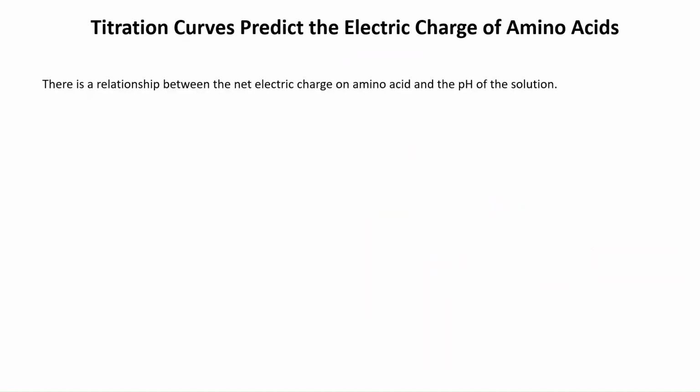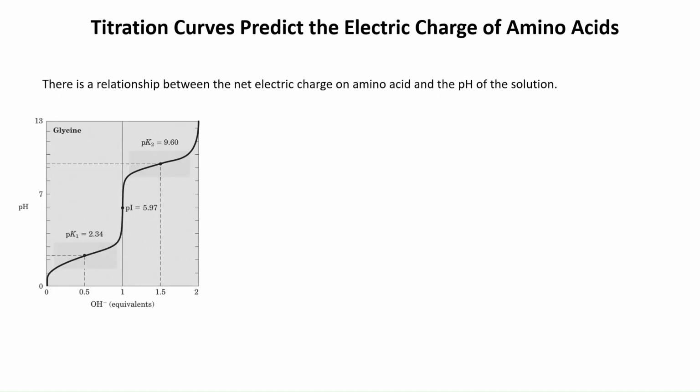Now the titration curve helps us to predict the electric charge of an amino acid. Now there is a relationship between the net electric charge on an amino acid and the pH of the solution. Now this is the graph of the glycine which we just studied. In this graph, this 5.97, this is pI. That means isoelectric point, no net charge.